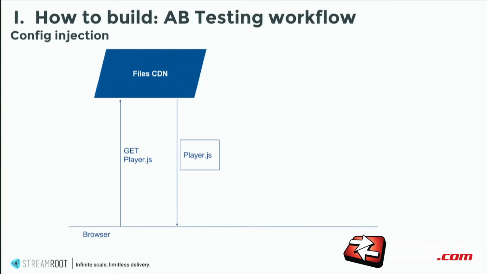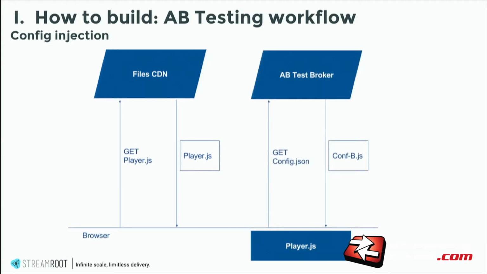So the first method is to create a service that injects a different configuration into your player and overrides the default config. So basically what happens is that instead of just bundling your configuration with the JavaScript player file, you make your player asynchronously request the config from an A/B testing broker service that is completely separate from your player build. And basically, that way you can customize the configuration file you send to each of your users, and you can make it depend on the stream they're watching, on the ISP or the city they're in, or any other parameter you want.